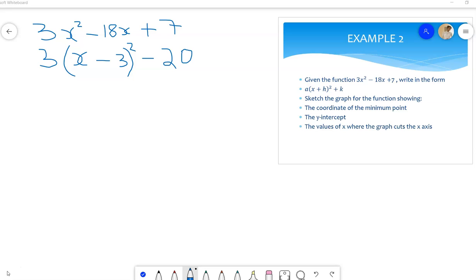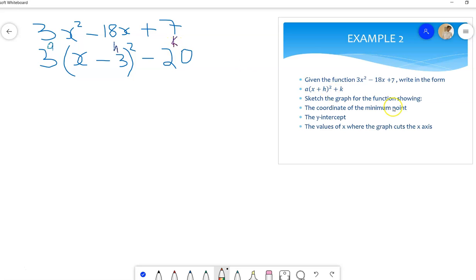Alright, so we did it. We wrote the function in the form. So we know that this is our A, this is your h, and the 20 is your k.